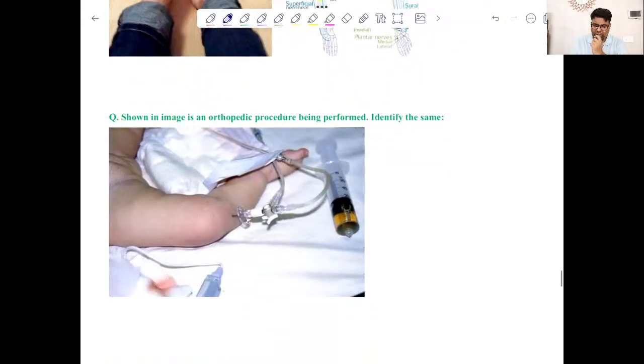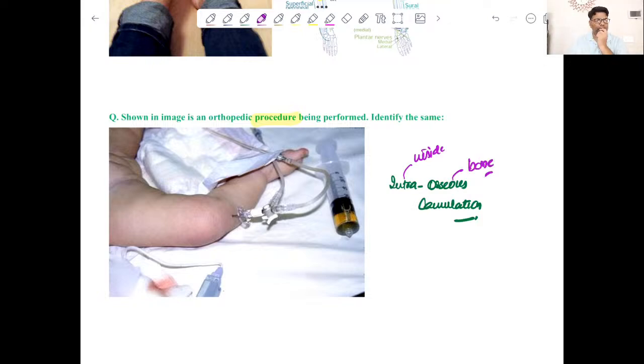Now next question, what is being shown in this image? What procedure is this? Especially in cases of infants or cases of burn patients, we do, what is this? Yes, anyone? Intraosseous cannulation. Now intra means inside, osseous is of course bone.